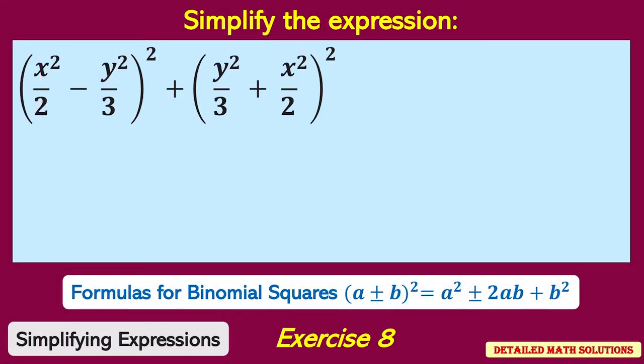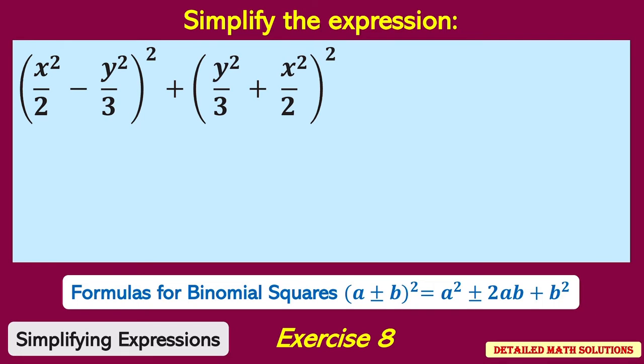Next exercise. Simplify the expression. In the first binomial square, x²/2 corresponds to the a in the formula, and y²/3 corresponds to the b in the formula. In the second binomial square, y²/3 corresponds to the a in the formula, and x²/2 corresponds to the b in the formula.